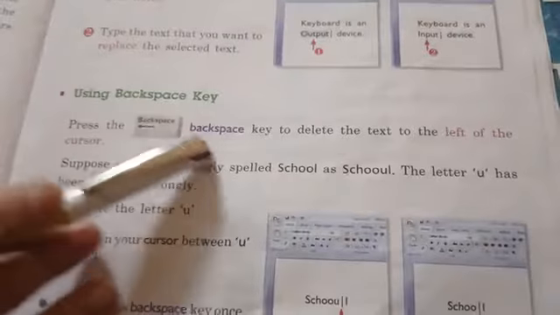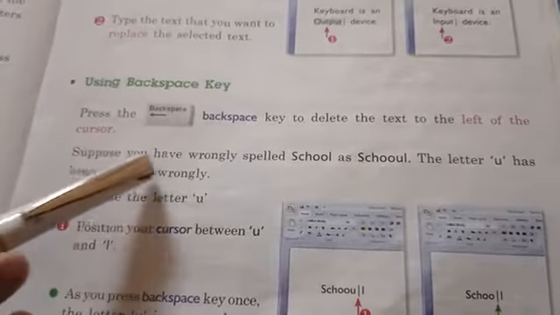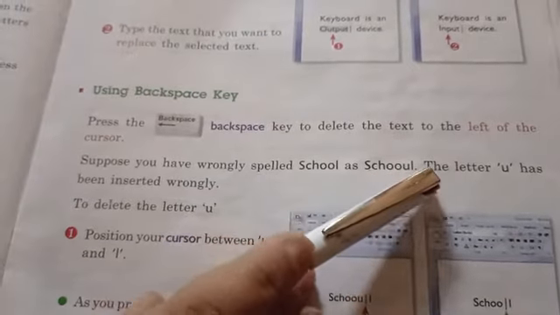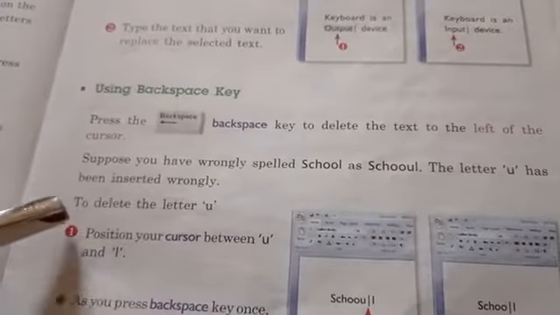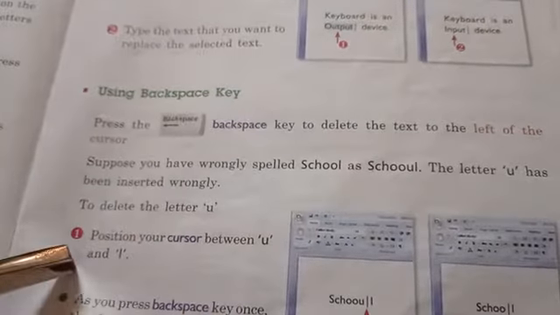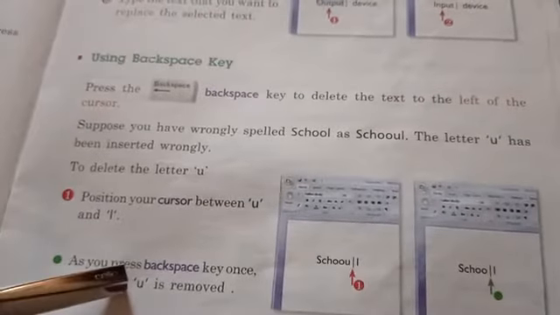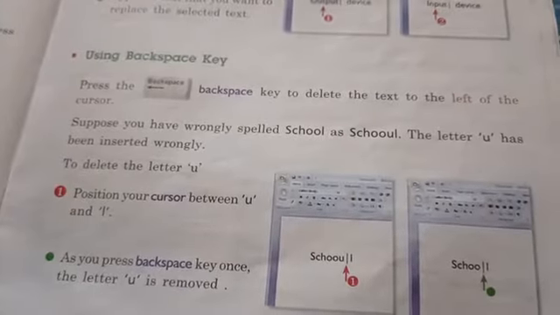Using the backspace key. Press the backspace key to delete the text to the left of the cursor. Suppose you have wrongly spelled school as "schuool." The letter U has been entered wrongly. To delete the letter U, position the cursor between U and L. As you press the backspace key once, the letter U is removed.